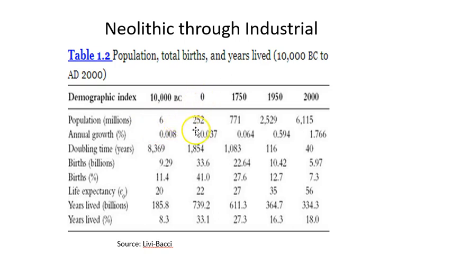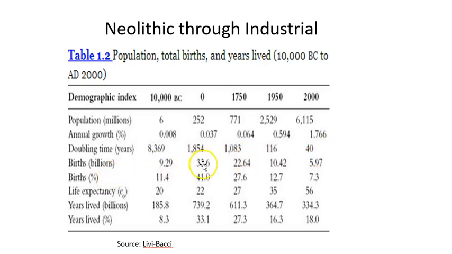By the year 0, there's about 252. It takes almost 2,000 years for that to get to 771. And then it only takes 200 years for that to triple. And from there, another 50 years to triple again. So this is nothing short of an exponential growth curve. You can see the annual growth rate increases with that. The doubling time shrinks quite impressively.